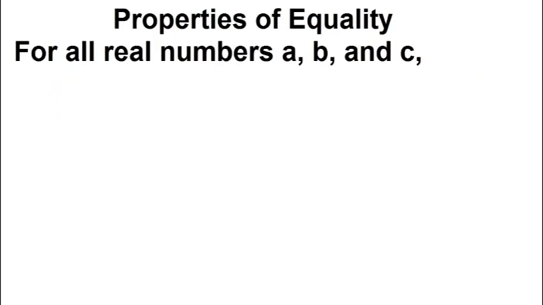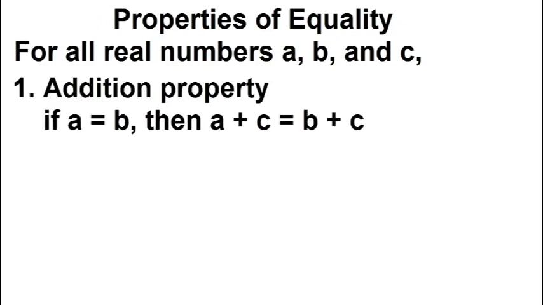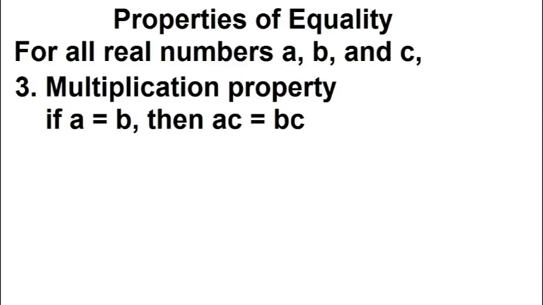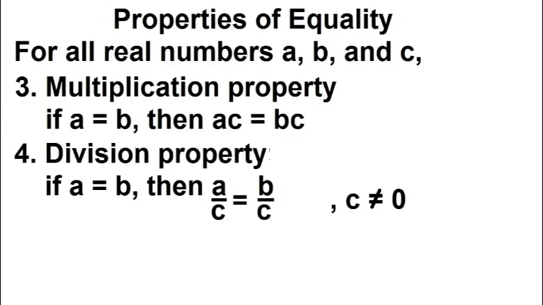Properties of equality. For all real numbers a, b, and c, if a equals b, then a plus c equals b plus c. If a equals b, then a minus c equals b minus c. If a equals b, then a times c equals b times c. If a equals b, then a over c equals b over c.